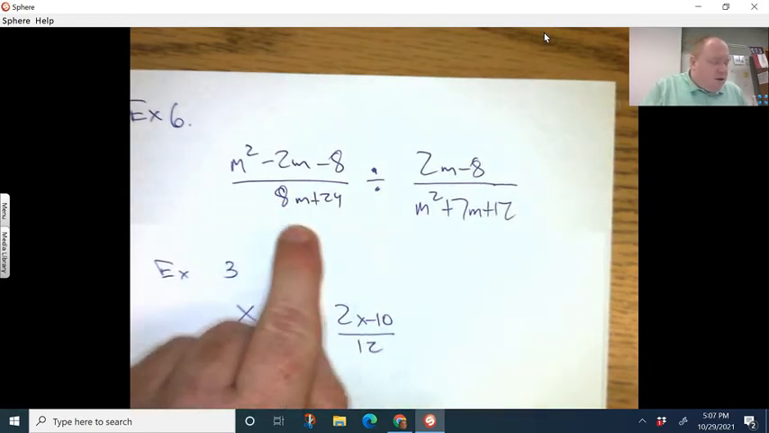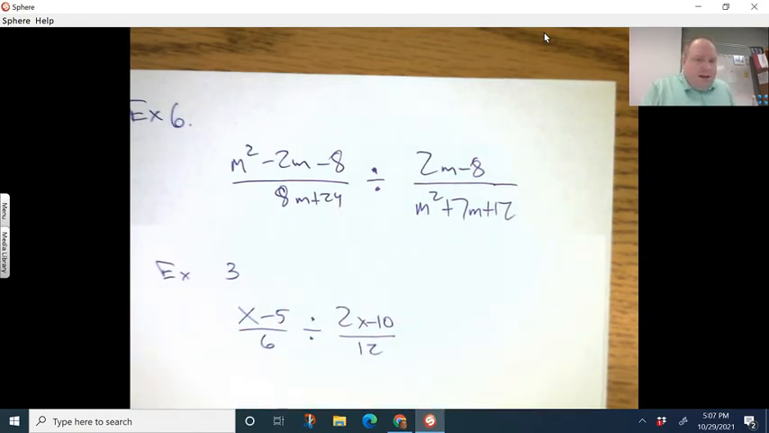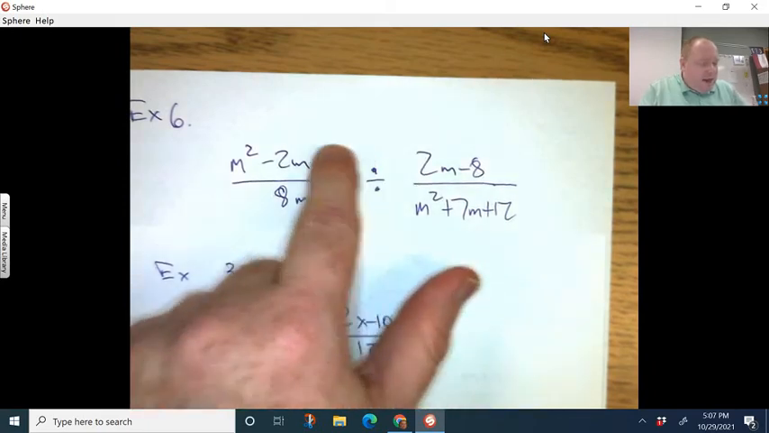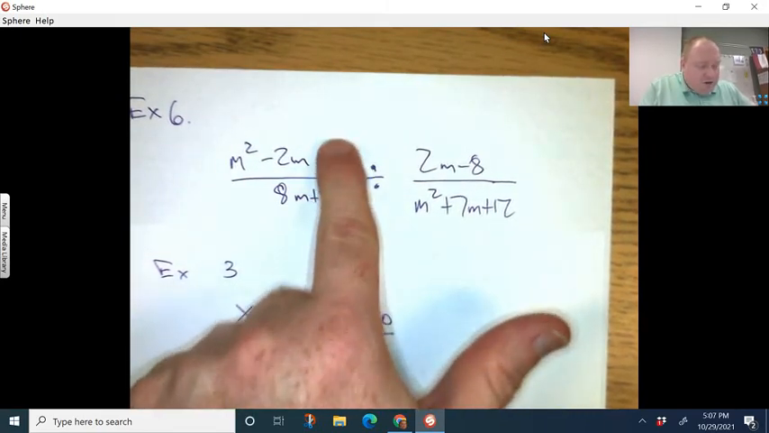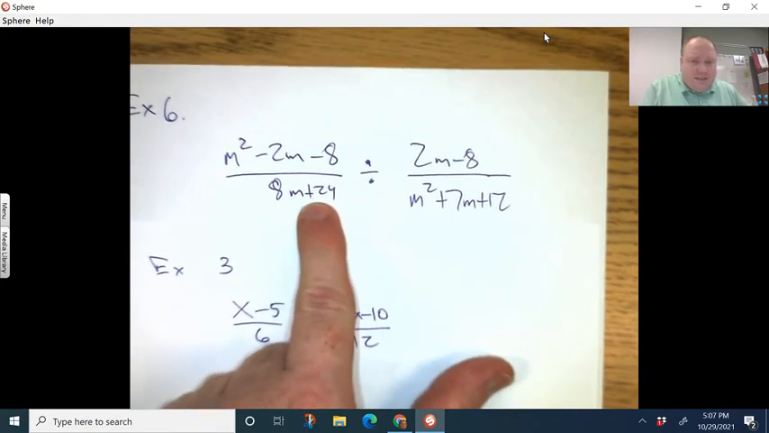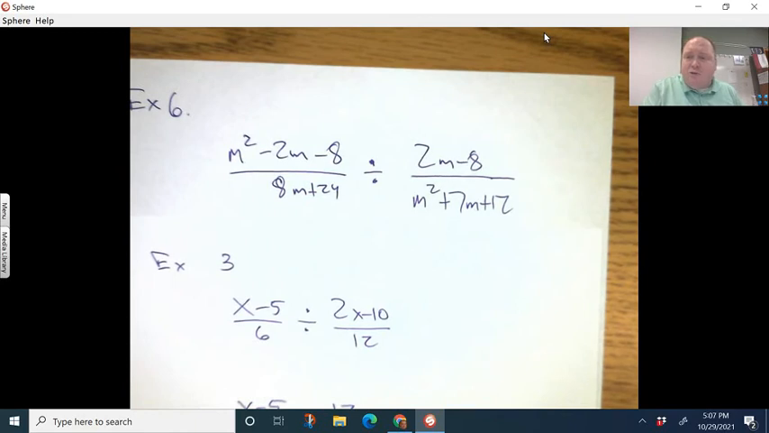So what I'm going to do is I'm going to do my keep, change, flip first. Now, you might want to, but you cannot cancel these 8s. You cannot reduce the 8 to the 24 because this has a plus sign, that has a minus sign, and they're not in groups. So I'm going to keep, change, flip.